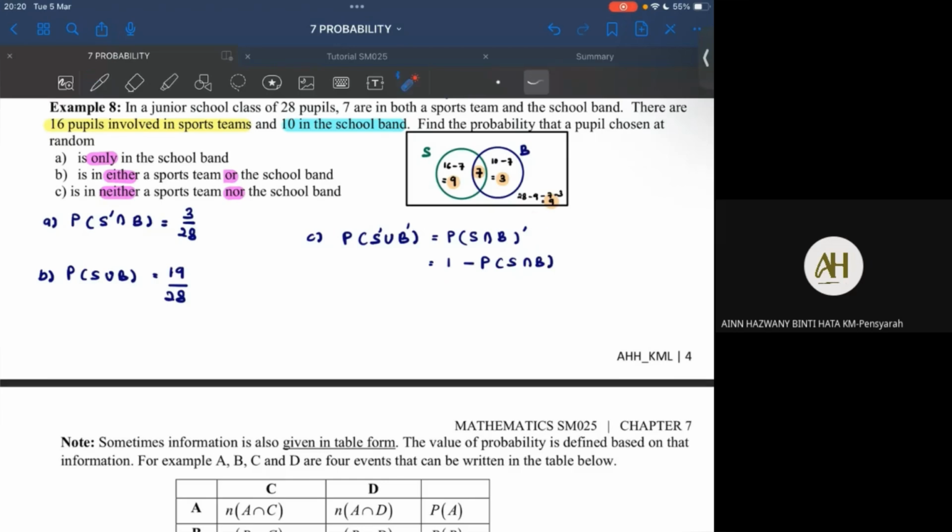Okay, sebab kita nak yang tidak. So, satu tolak dengan yang iya. So this will get from the Venn diagram, which is 7 over 28.